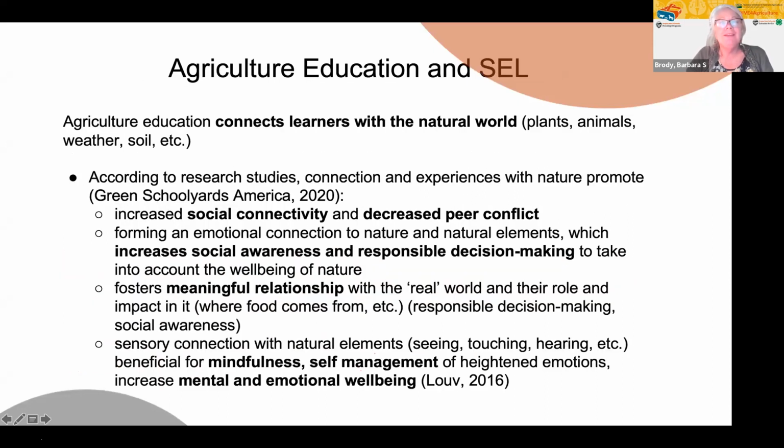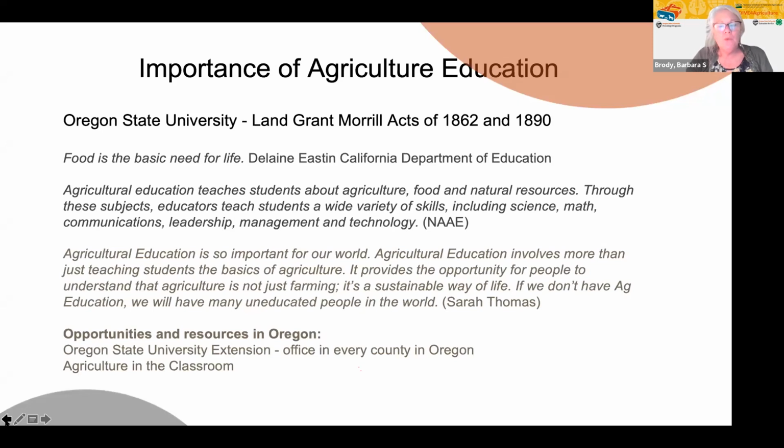But one really important thing that you may not know is Oregon State University is the land-grant university of Oregon. And the original mission of those universities was set in 1862. And that's why we have extension in every county. So if you don't know, there are extension offices in every county that are the research arm of the university. Originally it was to teach agriculture, military tactics, and mechanics to members of the community. So really important. And then these are some quotes from the National Association of Agricultural Educators.